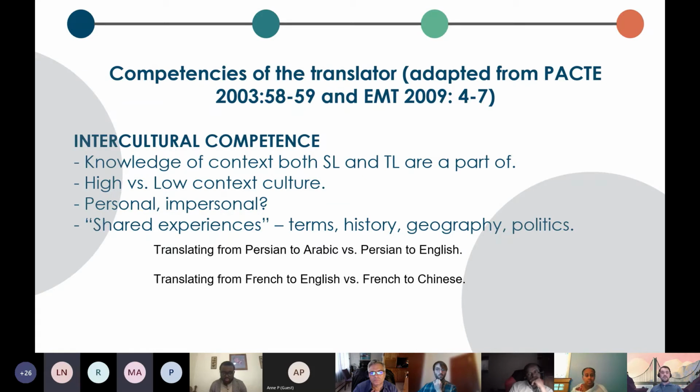Same thing from French to English versus French to Chinese. The distance of the culture. French to English, generally they're from the same civilization, so there might be some overlap in terms of translation. Even there's a shared writing system that might help in a lot of ways. Whereas French to Chinese are from very different civilizations.